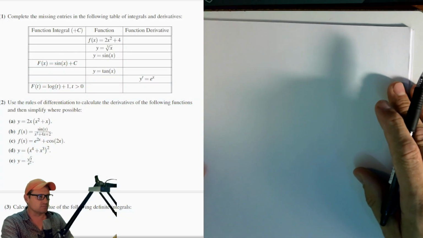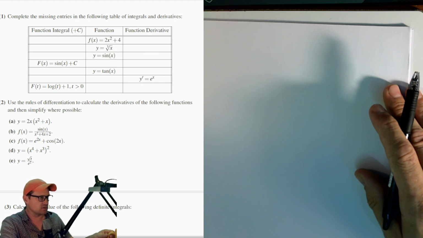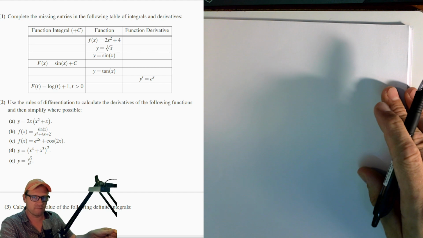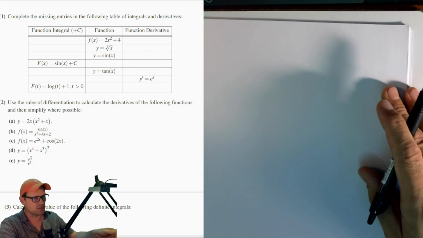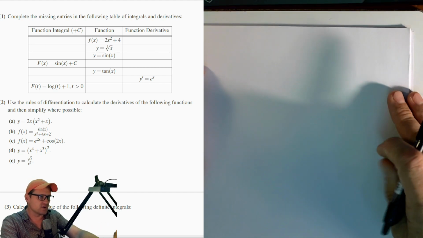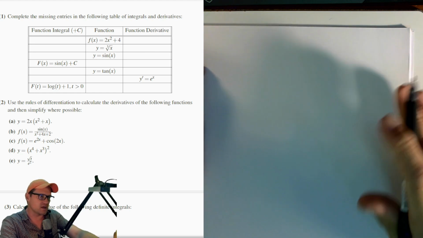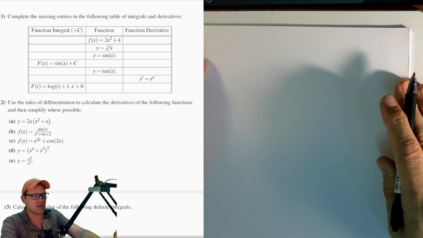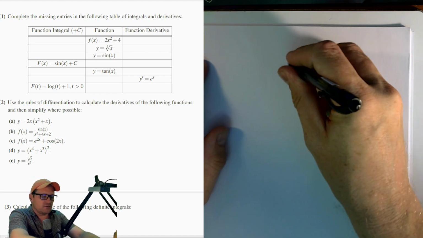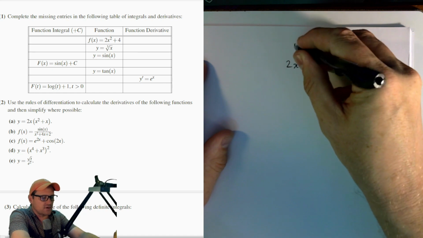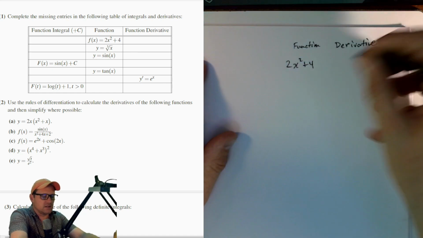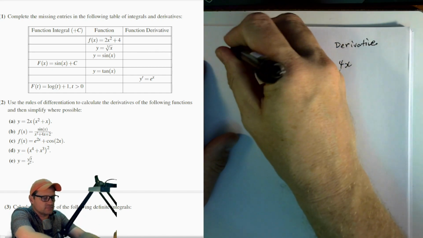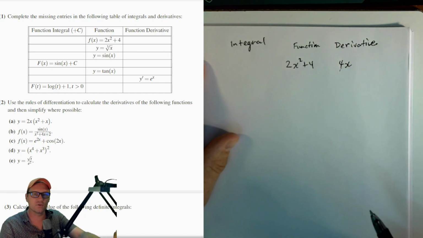Now, our first problem asks us to fill in the missing entries in the following table of integrals and derivatives, but you'll notice they're just one variable functions. So let's begin with the top row. Find the derivative of 2x squared plus 4. The derivative of 2x squared is 2 times 2 times x, and then plus 0. So if I copy this out, this is the function, then the derivative in this column is 4x. Now the antiderivative, let's just call this the integral of 2x squared plus 4.